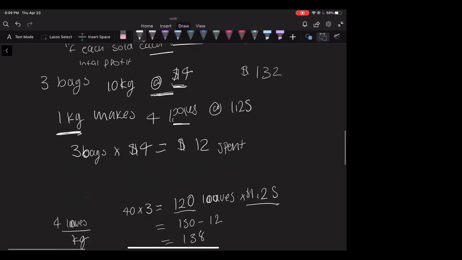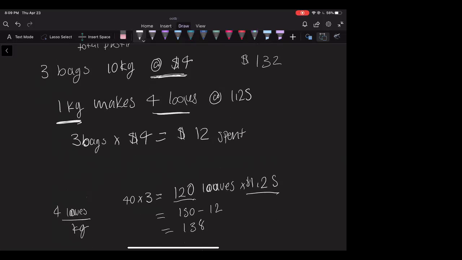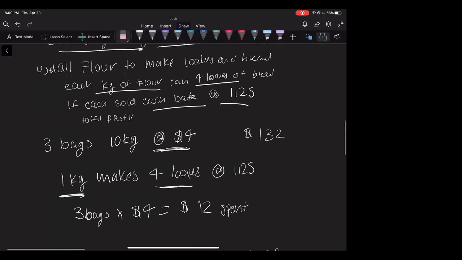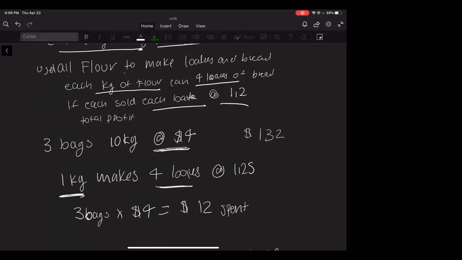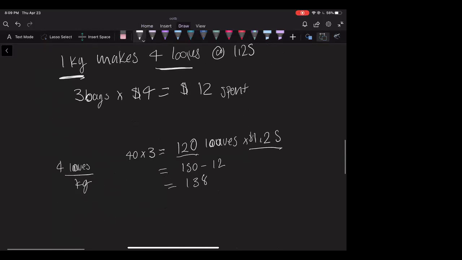I do not know how your teacher got 12 unless the money is 120. Let me check the question again. Yeah, no, it's 120, not 125. It's 120. That's why the answer is not exact. So type it into your calculator.